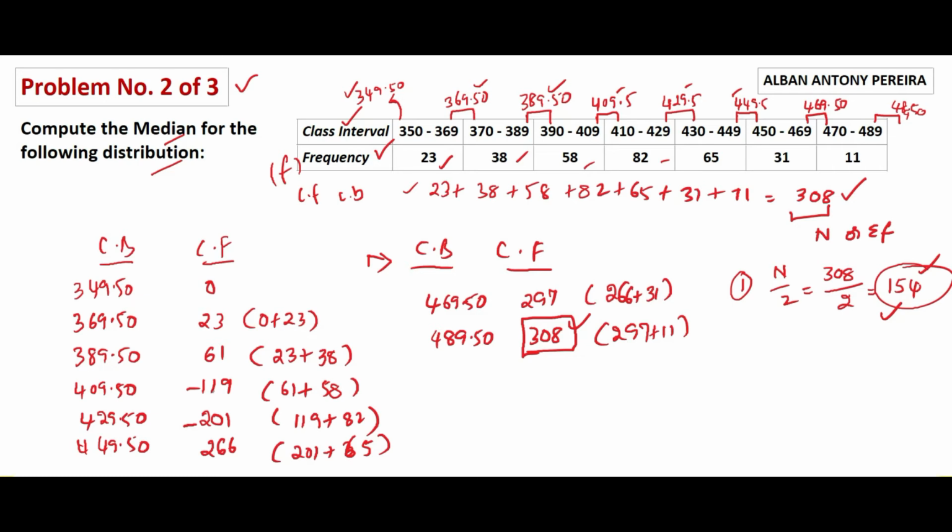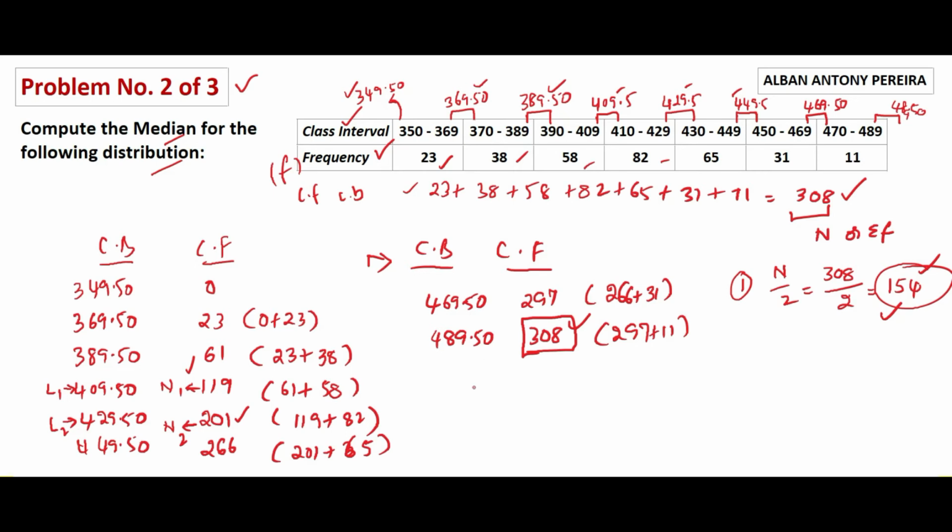154 comes between 119 and 201. So 119, the smaller cumulative frequency, you give as n1, and the bigger cumulative frequency here is 201. So n1 is 119, n2 is 201. Opposite to n1 is L1, that is 409.50. Opposite to n2 is L2, that is 429.50. So we have found L1, L2, n1 and n2.